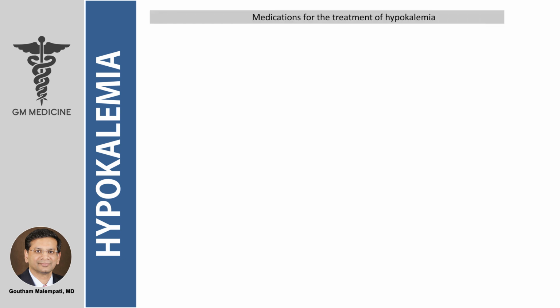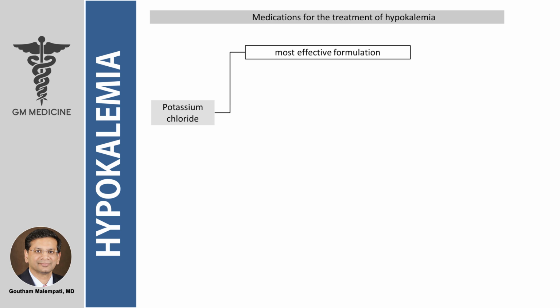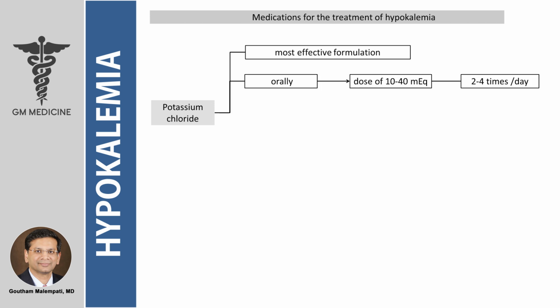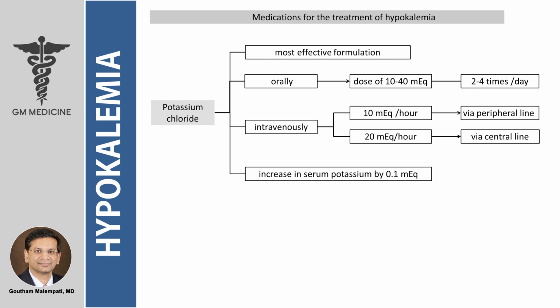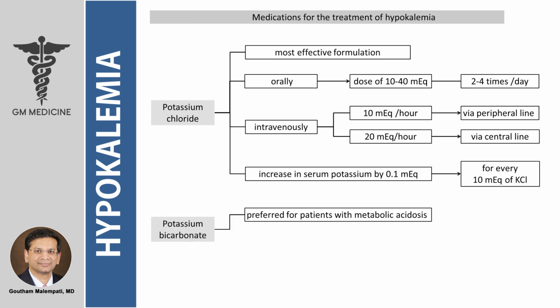Medications for the treatment of hypokalemia. Potassium chloride is the most effective formulation. It is given orally in the dose of 10 to 40 milliequivalents 2 to 4 times per day. Intravenously, it is given 10 milliequivalents per hour via peripheral line and up to 20 milliequivalents per hour via central line. Expect increase in serum potassium by 0.1 milliequivalents for every 10 milliequivalents of KCl given. Potassium bicarbonate is preferred for patients with metabolic acidosis.